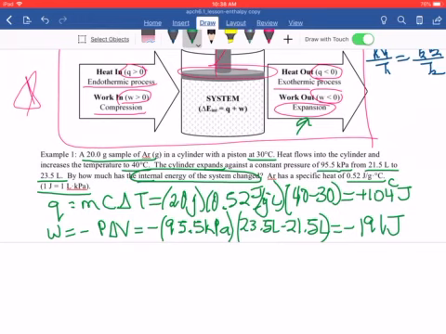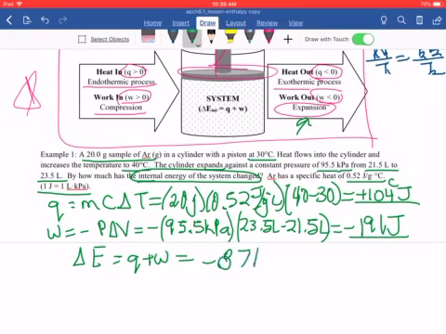All right. We know that because this is positive, it is endothermic for Q, and because this is negative, it is expansion, it's work out. So that makes sense. So the last step that we have to do is just get the change of internal energy, and that's just Q plus W. So by adding those two numbers together, 104 and negative 191, we end up with negative 87 joules. And there you go. So the system lost 87 joules of energy to the surroundings.